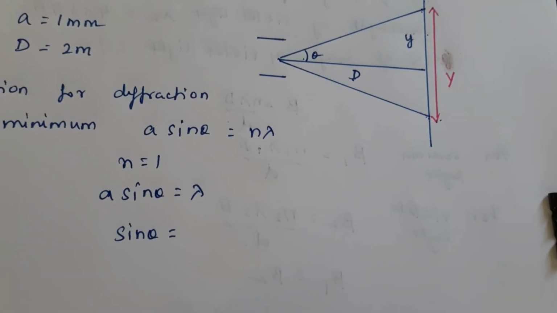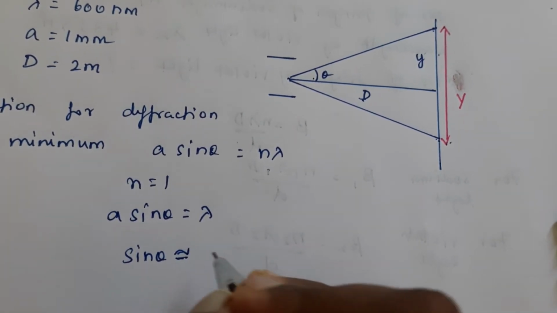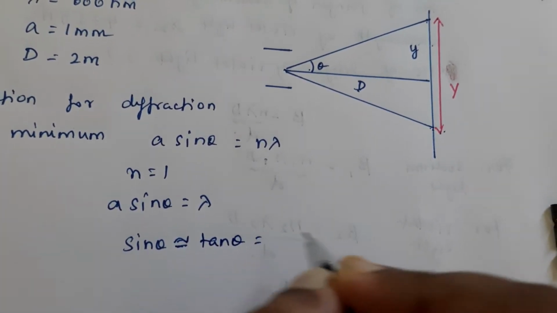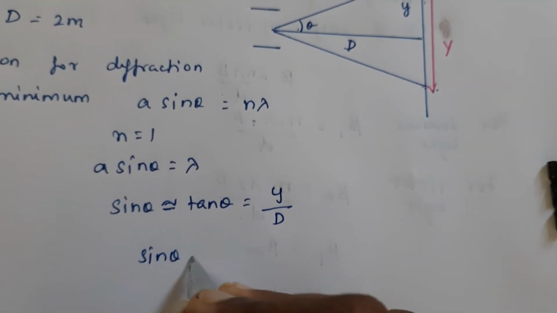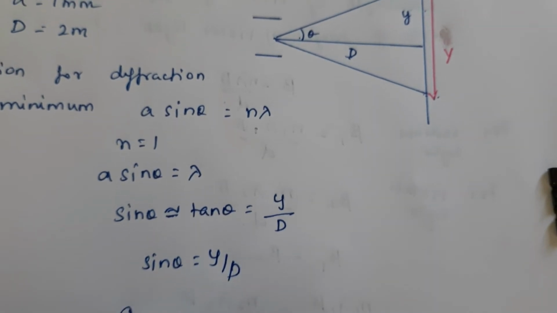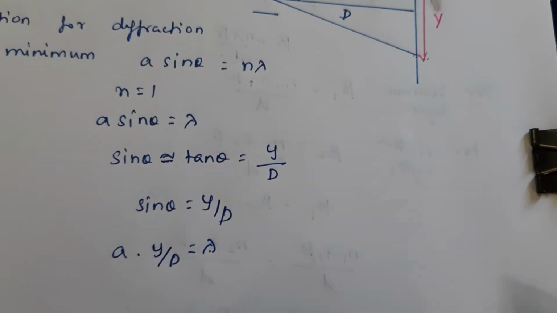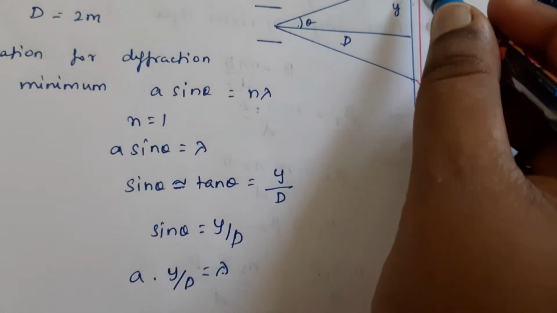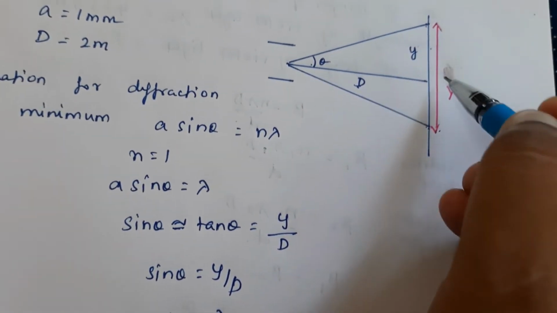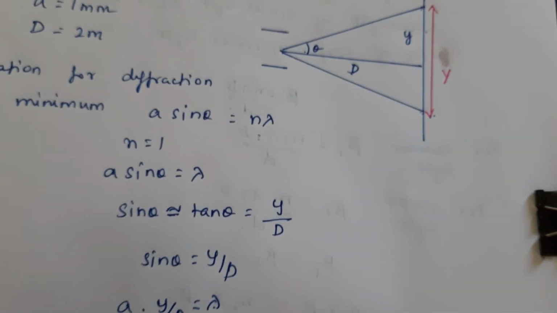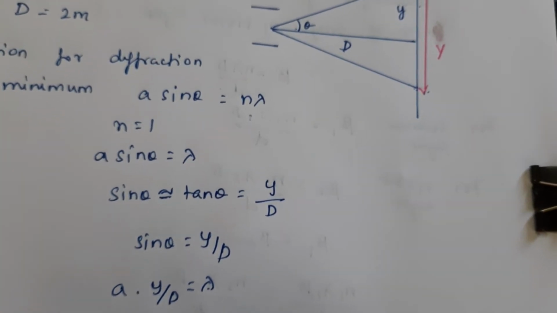Okay. So we are going to approximate sin theta into tan theta, since theta is very, very small. So I am going to write sin theta is approximated as tan theta. So it is equal to y by d. So a into y by d is equal to lambda. So from this we can calculate small y, that is the distance between the central maximum and the first fringe on one side. Small y is equal to lambda d by a.